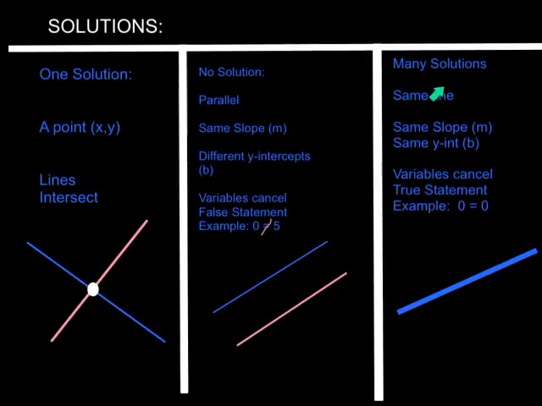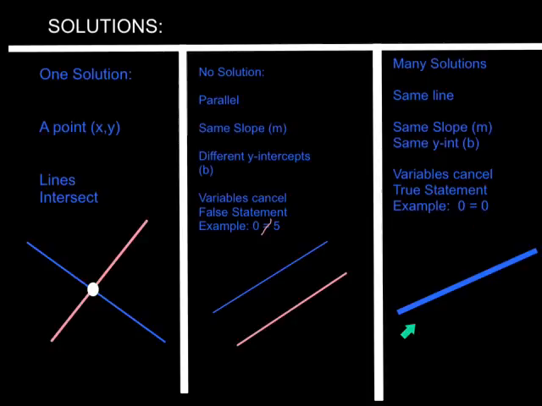In the last situation, you have many solutions. This would mean that you have the same exact line, which would mean that they have the same slope, which is your M. They have the same y-intercept, which is your B. And what would happen when you're doing the math is that your variables will cancel and you will end up with a true statement. For example, you will end up with 0 equals 0. You're getting a 0 on this side because your variables are canceling. So it's a 0. And you're getting a 0 on the second side because your numbers also canceled.